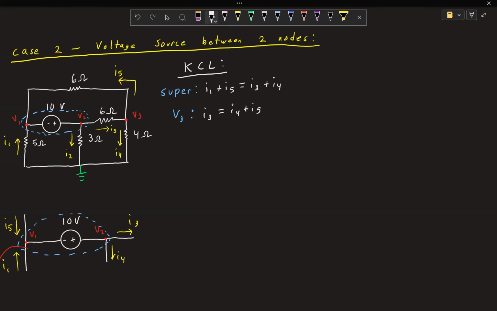So next we need to do our Ohm's laws. So same rules as always. I1 is going to be start minus finish over resistor. Here this one starts at ground, so that's why it's 0 minus V1. And then same thing for all the other ones.